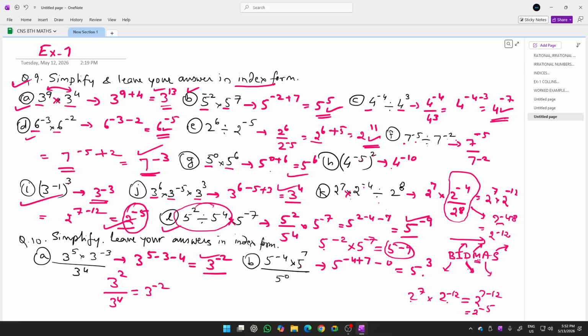Same way here, in the numerator there is a product of the index form. So it will be 5 raised to minus 4 plus 7, that will be 5 raised to 3. And then you have divided by 5 raised to 0. 5 raised to 0 is 1, so you can just write 1. So the answer will be 5 raised to 3 for this. And you see the answer is 5 raised to 3.